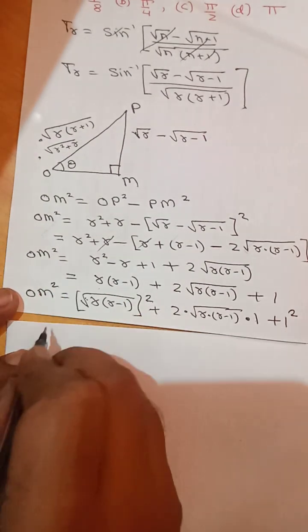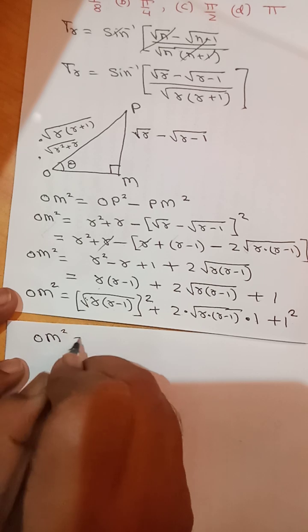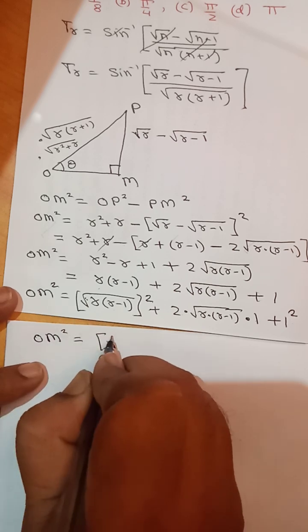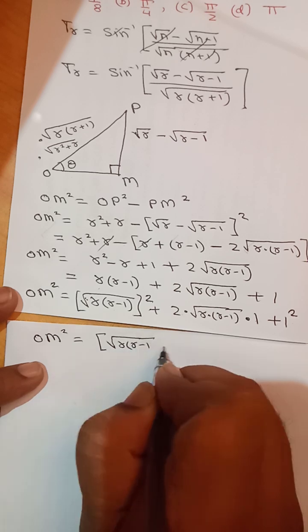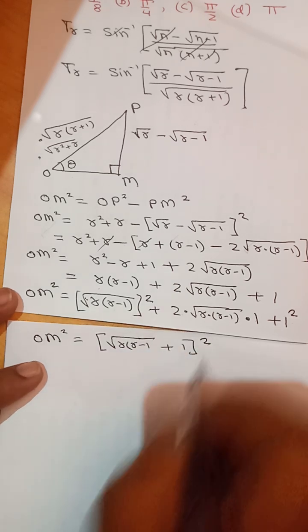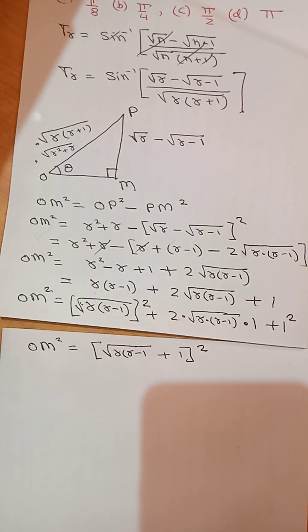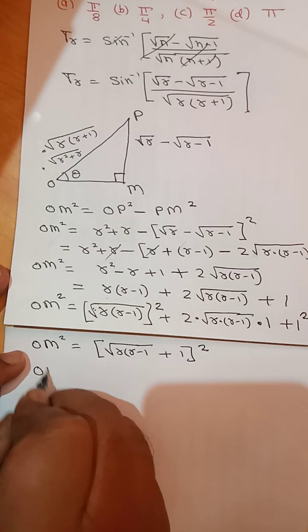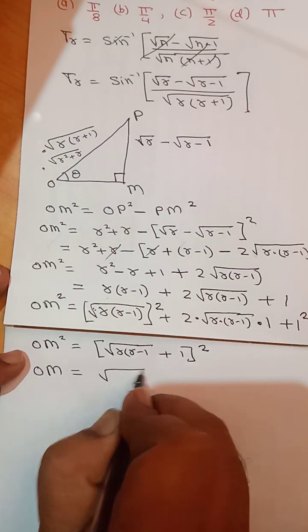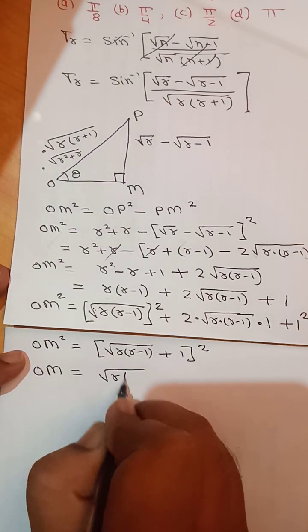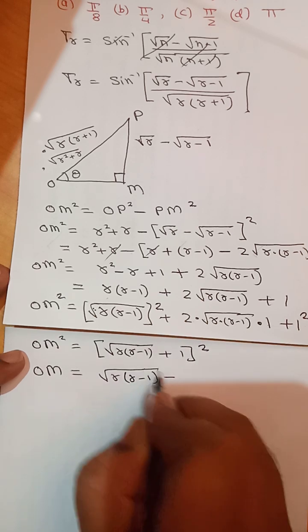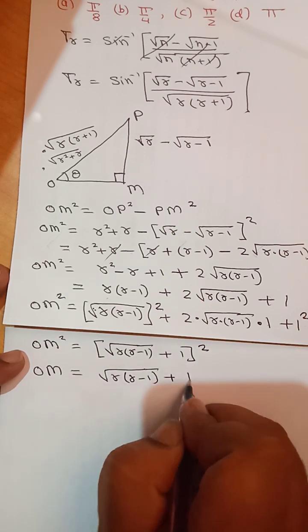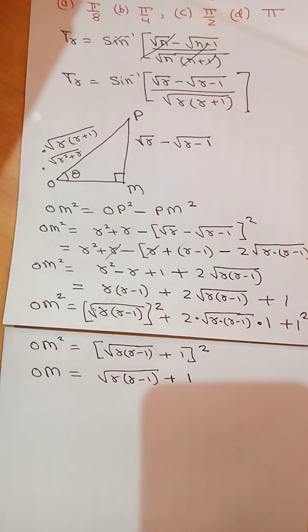Now this is OM square. OM square is equal to root of R into R minus 1 plus 1, whole square. So OM will be root of R into R minus 1 plus 1. No need of plus or minus, since it is a distance, it is positive only.